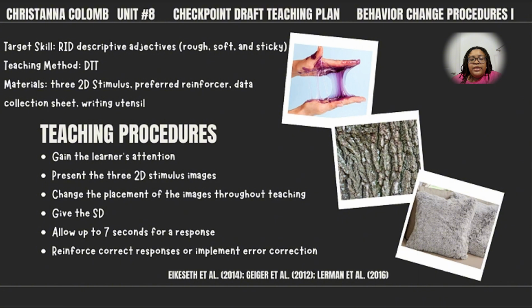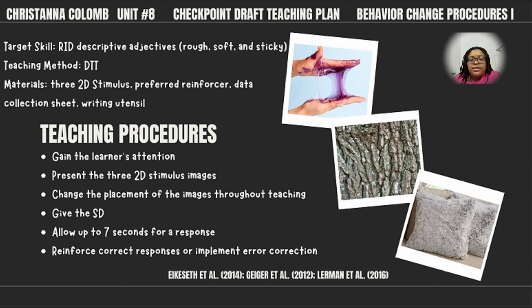The placement of the images is then changed throughout the teaching so that the learner is responding to the correct descriptive adjective instead of just memorizing where the correct answer is located. Geiger et al. found that varying the position of the stimulus helps promote stimulus control and reduces position bias. A clear discriminative stimulus, such as touch rough, is then presented, and the learner is given up to 7 seconds to respond independently before any prompting is provided to them.